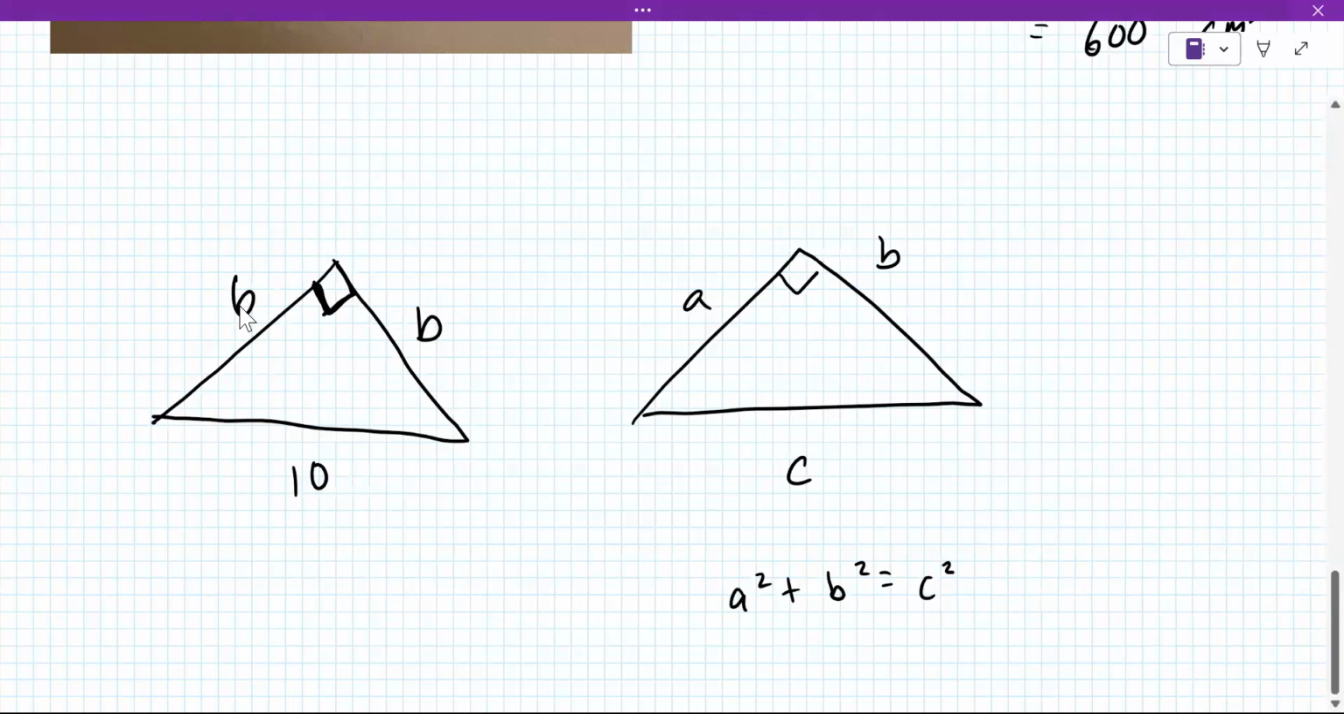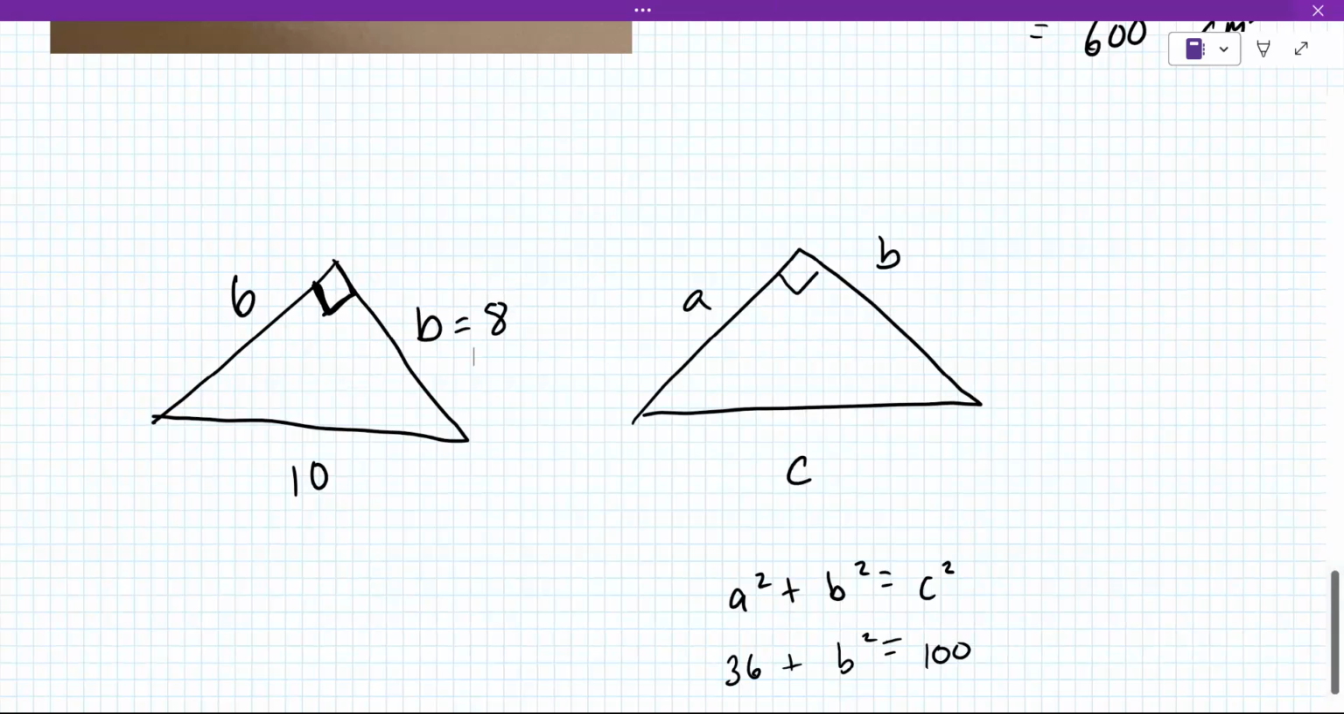Okay. 100 minus 36. Okay, keep going. That's 64. So what is the value of B? B is 8. Good. You got it.